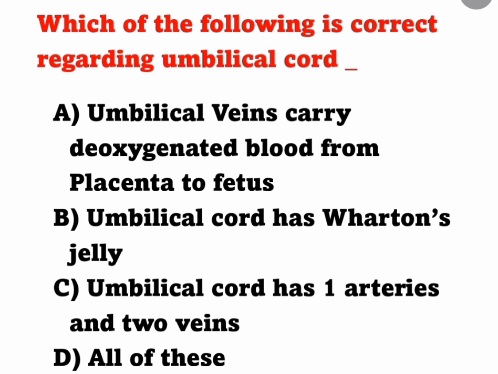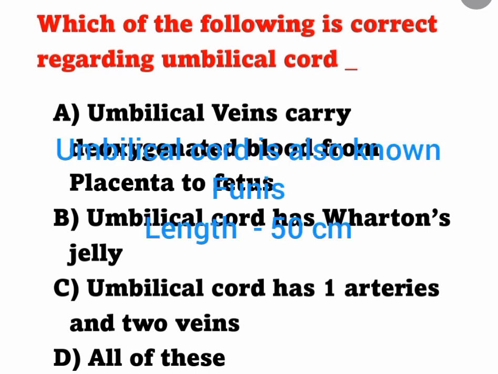And our options, option A, umbilical veins carry deoxygenated blood from placenta to fetus. Option B, umbilical cord has Wharton's jelly. Option C, umbilical cord has one artery and two veins. And option D, all of this. Our question is which option is correct regarding umbilical cord.